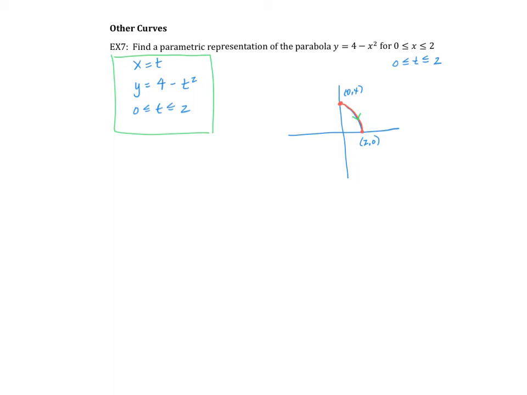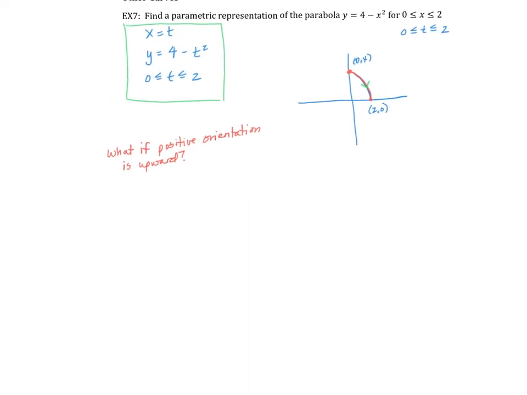So let me just change this a little bit. What if we had to have a positive orientation upward? Orientation, that's why I use generated. Well, the parametric representation that I gave showed that it's generated downward. So remember to change the direction. If it's positive, go negative. If it's negative, go positive.